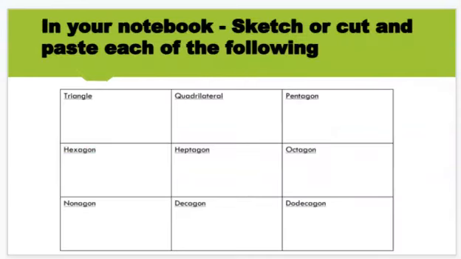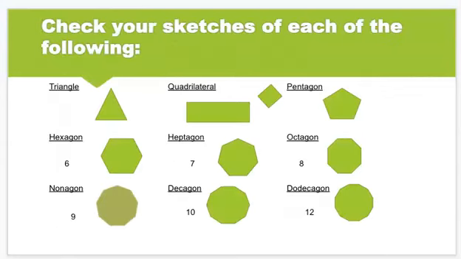So here's some list of some polygons: triangle, quadrilateral, pentagon, hexagon, heptagon, octagon, nonagon, decagon, and dodecagon. So sketch, or you could find these figures and cut and paste them. Once you do that, check your sketches. They don't have to look just like these as long as they would contain these attributes.